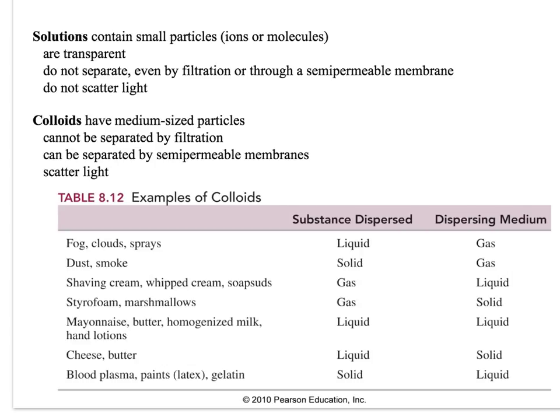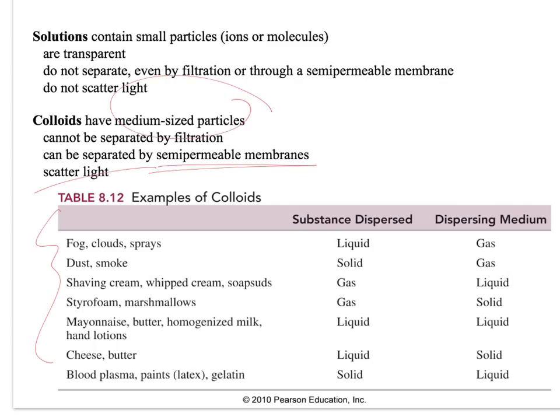They don't separate even by filtration or even through a semi-permeable membrane, and they do not scatter light. So you could just pass the light right through it. Colloids, however, have medium-sized particles. They cannot be separated by filtration, like solutions. However, they can be separated by semi-permeable membranes, and they do scatter light because they're larger particles.